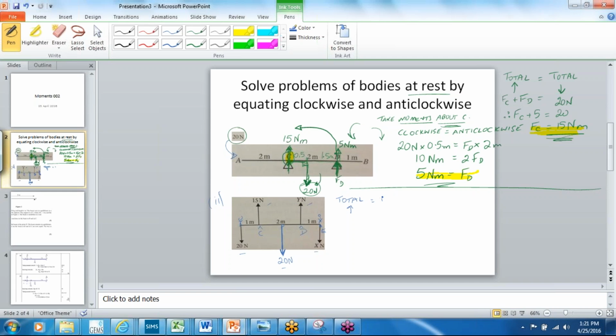Total up force is going to equal total down force. So we've got 15 plus Y is going to equal 40 plus X. Whatever happens, this has got to be true.